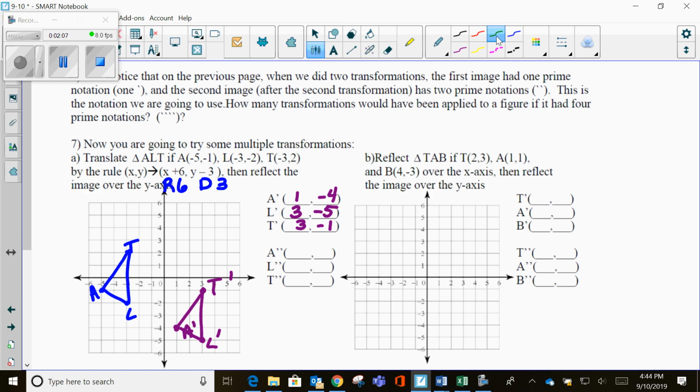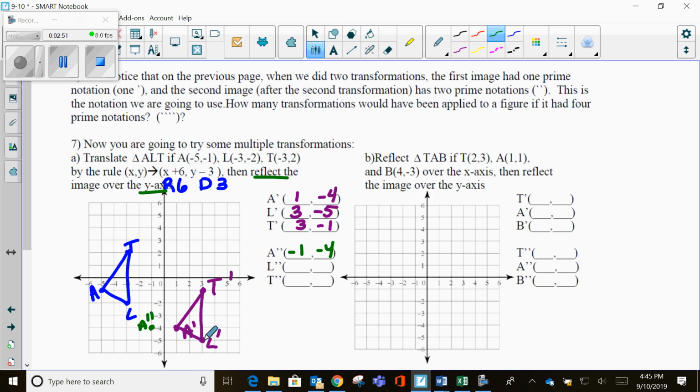Then we have to reflect over the Y-axis. The Y-axis is your vertical axis. I'm not going back to the original figure. I'm going to take my new triangle and I'm going to reflect it over to quadrant 3. When we are doing a reflection over the Y, it's the X value that changes. So let's start back here at A. If I started at A, which was 1, -4, the reflected image would be -1, -4. So that's going to be my A double prime because it's the second transformation, -1, -4. Noticing that the X coordinate is what changed from the reflected image.